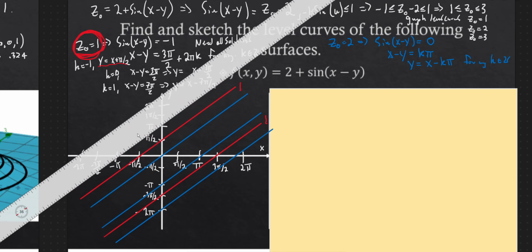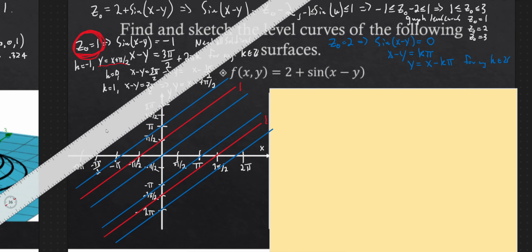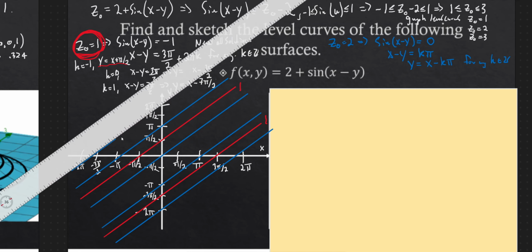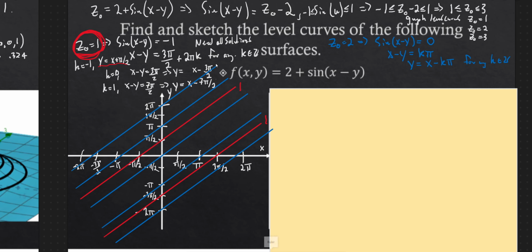Let's do pi up here. Here's another multiple of pi. And here's another multiple of pi. So that one gave me a lot of curves, and I'll mark all of those. Those are all at height of 2.